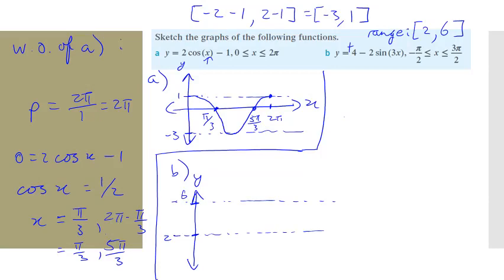So let's work out our starting point first. Actually, work out our period first. We have 2 pi over 3. That means each cycle is worth 2 pi over 3. And remember, sine normally starts in the middle, which is at 4 for this case. And this one is a negative sine. Then we also have to work out our starting point, which is at negative pi over 2.